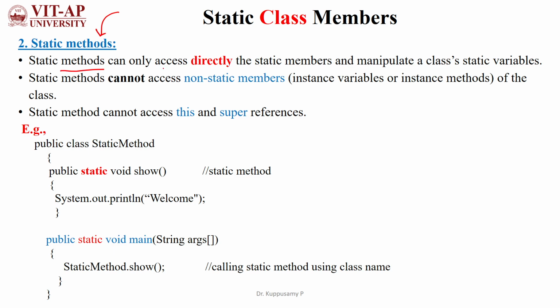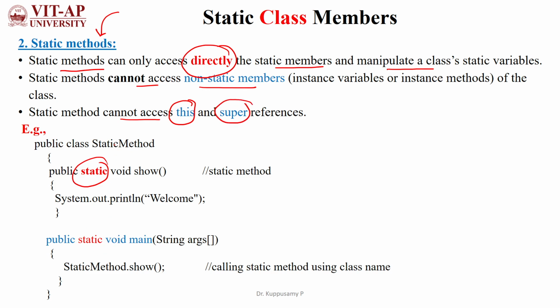Another topic is how to access the static methods in Java. Static methods can be accessed directly by using the class name, whether it is a member, I mean a variable or method, and it manipulates the class static variable. Static methods cannot access non-static members. That means if your method is defined as static, then it cannot access non-static variables or non-static methods. The static method cannot use the this operator and also super references.